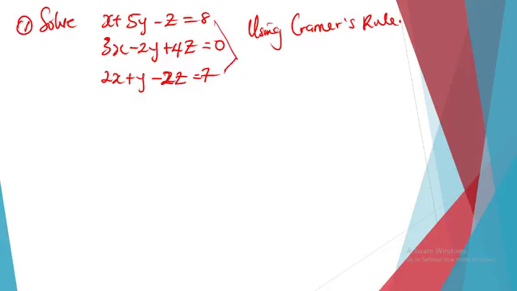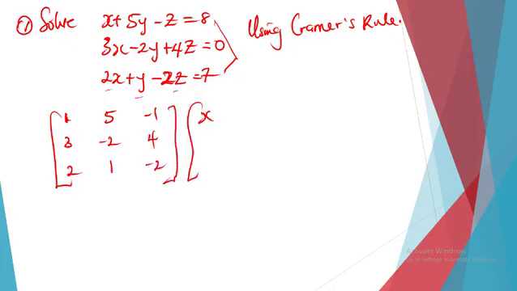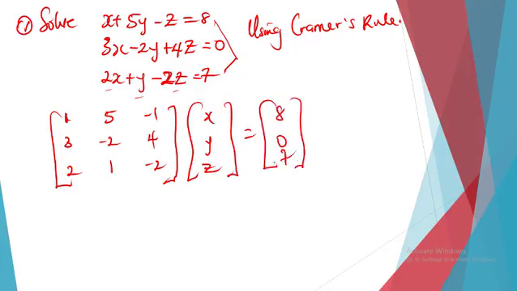By forming the matrix, we'll have the coefficient of x here is 1, coefficient of y is 5, coefficient of z is minus 1, coefficient of x here is 3, coefficient of y here is minus 2, coefficient of z is 4, coefficient of x is 2, coefficient of y is 1, and coefficient of z is minus 2. The variables we are dealing with are x, y, and z, and we have their results equal to 8, 0, 7.